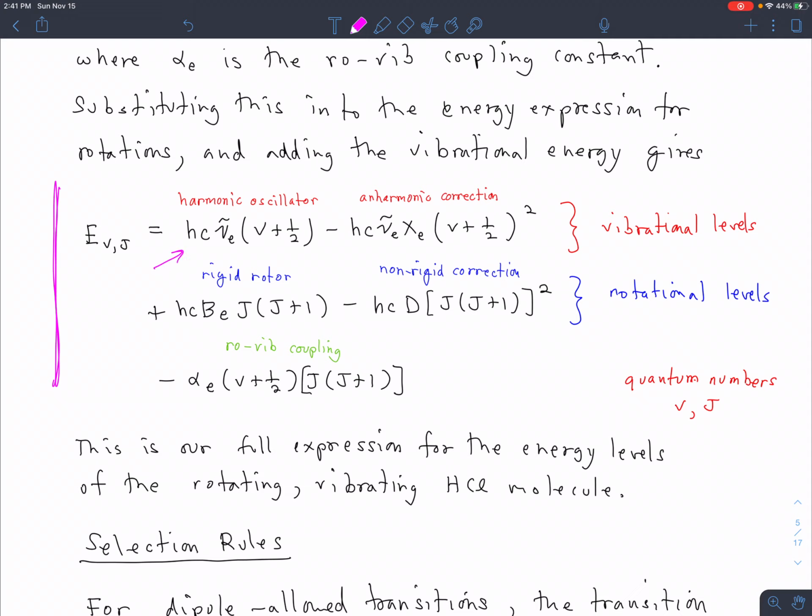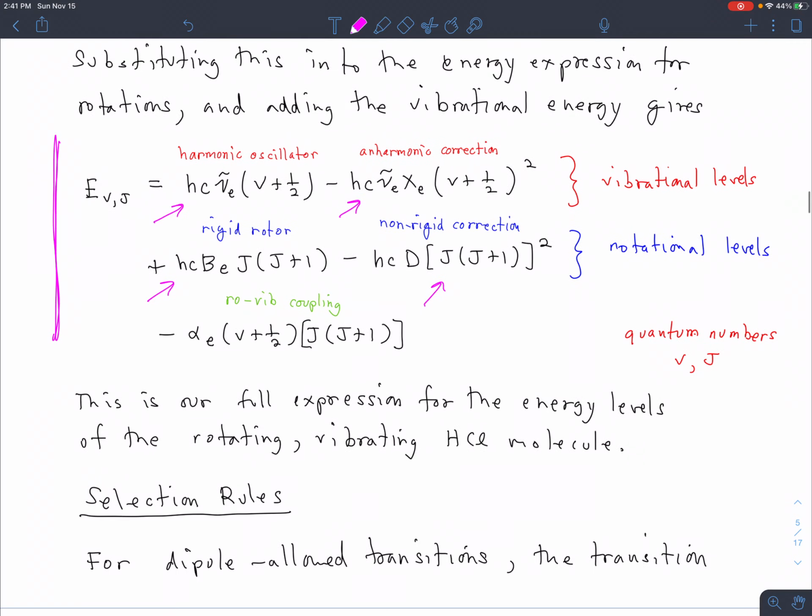First, there's the simple harmonic oscillator term and the anharmonic correction due to the fact that the well isn't truly a harmonic well. Then there's the term for the pure rotation rigid rotor, and a correction for that due to the fact the bond can actually stretch a little bit. And then finally there's the fifth term, which is this rotational vibrational coupling term, and you can tell that it's there because it has the coupling constant present.